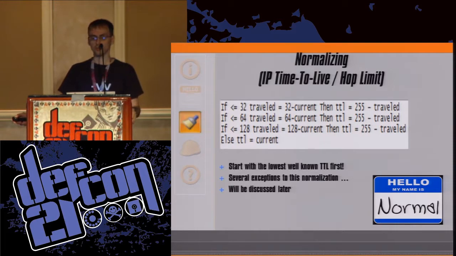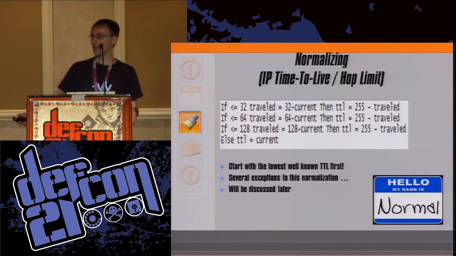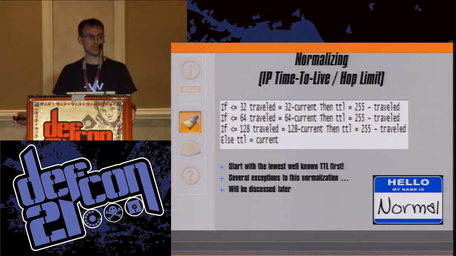The algorithm starts with the lowest well-known TTL first, making sure that the most likely TTL gets selected first. Then it moves on to the next one, and at the bottom it just assumes the value is already pretty much close to 255. All right, so there are actually several exceptions to this normalization to keep a number of layer 3 mechanisms from breaking, which we will talk about momentarily.